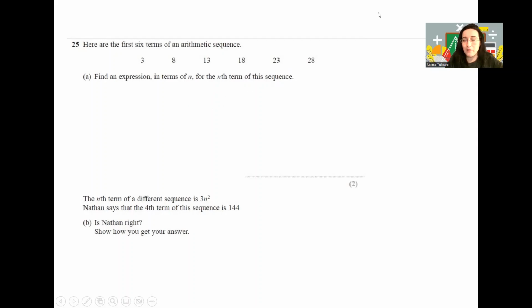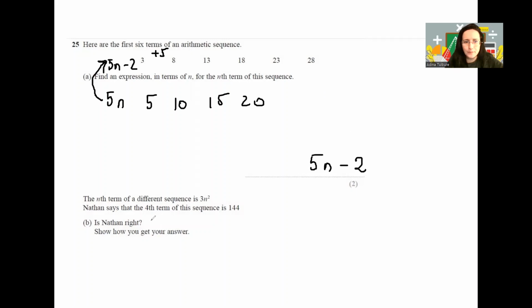Okay, let's find it. First, we go for the gap. It's plus 5. Okay, that's 5n. Let's put it down. 5, 10, 15, 20. Okay, and then from 5n, how do I get to 3, 8, 13? Take away 2. So 5n minus 2. My sequence is 5n minus 2.